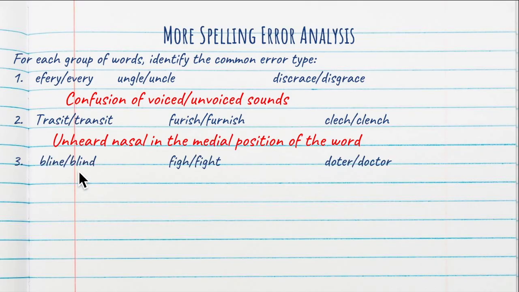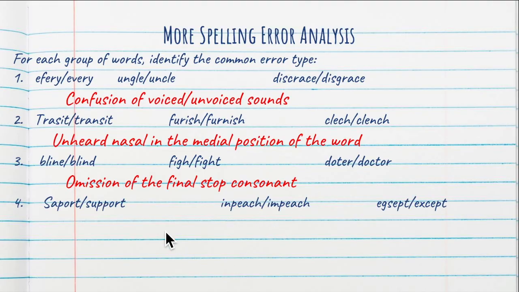We have blind, fight, doctor, and looks like we're missing the D in blind, missing the T in fight, and missing the R in doctor. So it looks like we're having a final consonant, a final stop consonant omission, and a little bit of a morpheme error here with the ER.